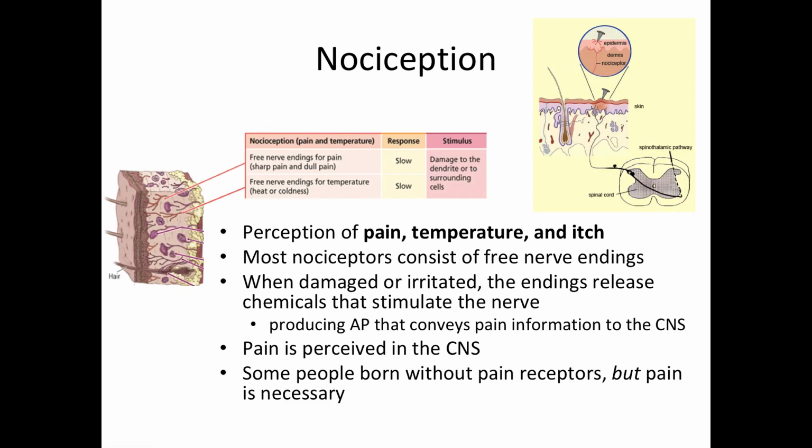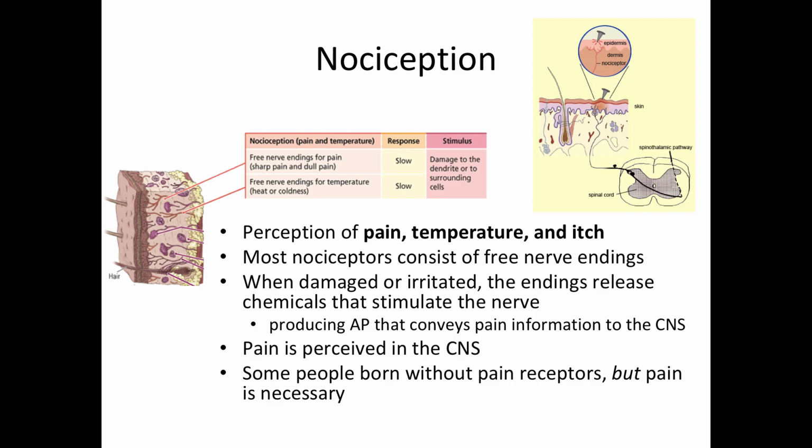Okay, so let's start off with nociception. Nociception technically means noxious perception. So it is the perception of pain, temperature, and itch. Most nociceptors consist of free nerve endings, and when they're damaged or irritated, these endings will secrete chemicals such as peptides that stimulate the nerve, and that will produce action potentials that then convey messages about pain or temperature or itch towards the brain or towards the central nervous system.